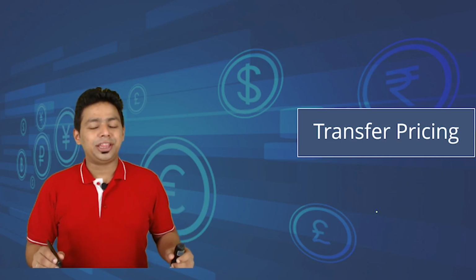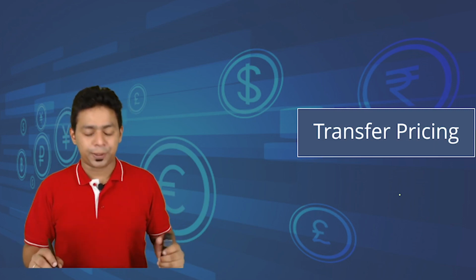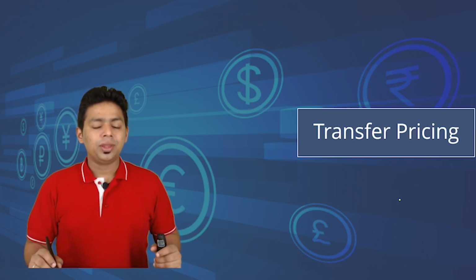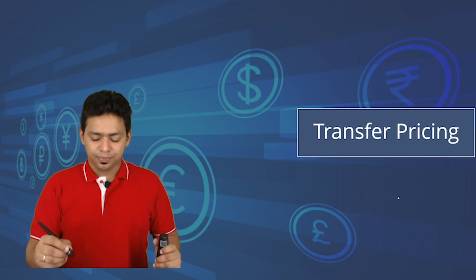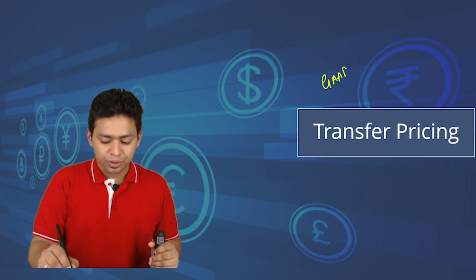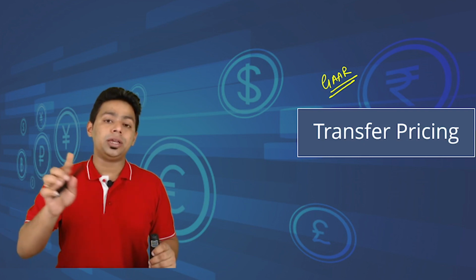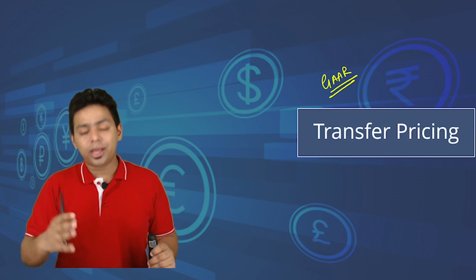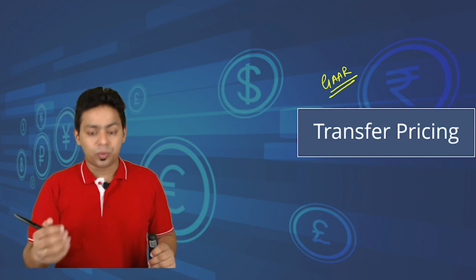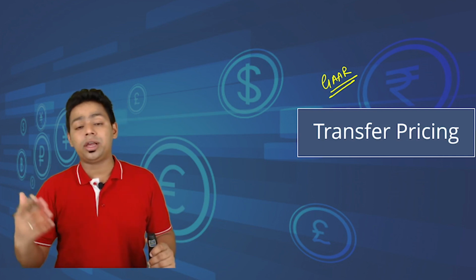So we are starting with the most important chapter of international taxation, and that is transfer pricing. Before I go forward and discuss the transfer pricing provision with you, one humble request: if you have not studied the provisions of GAR, General Anti-Avoidance Rule, then first please complete GAR and only then come to transfer pricing. Why? Because while discussing GAR, I have already given you the background of the transfer pricing provision with a historical background.